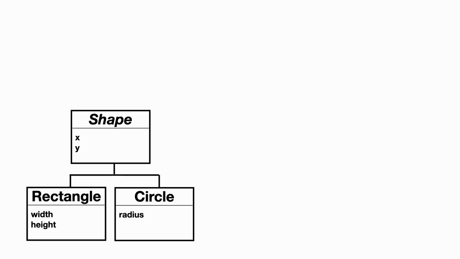Here is the class diagram of the code. What you see here is single inheritance. Rectangle and circle share data attributes x and y and are defined in the shape base class. Now I add more behavior.